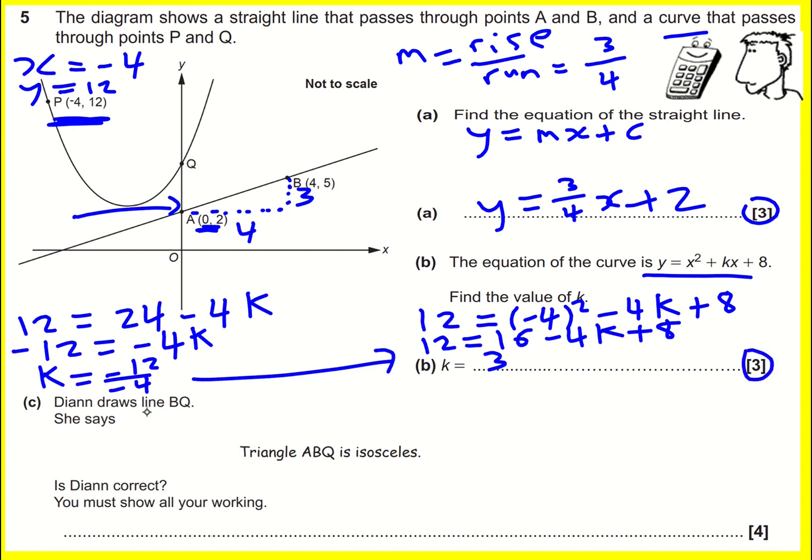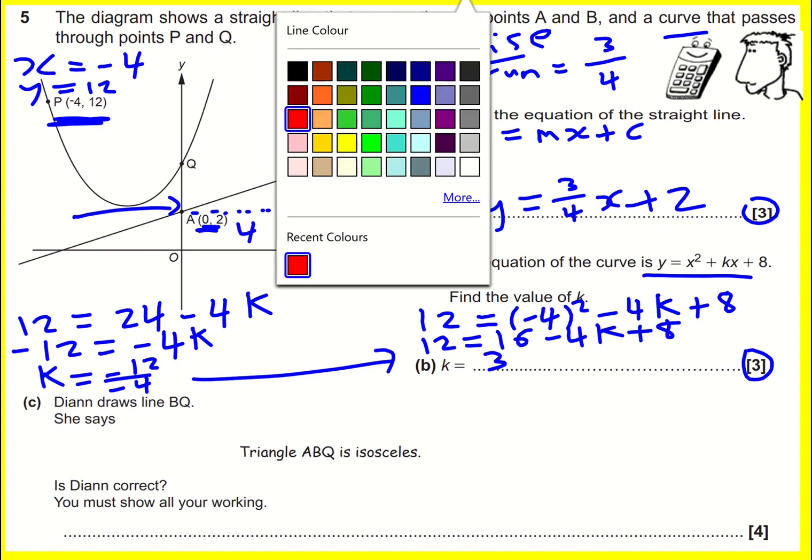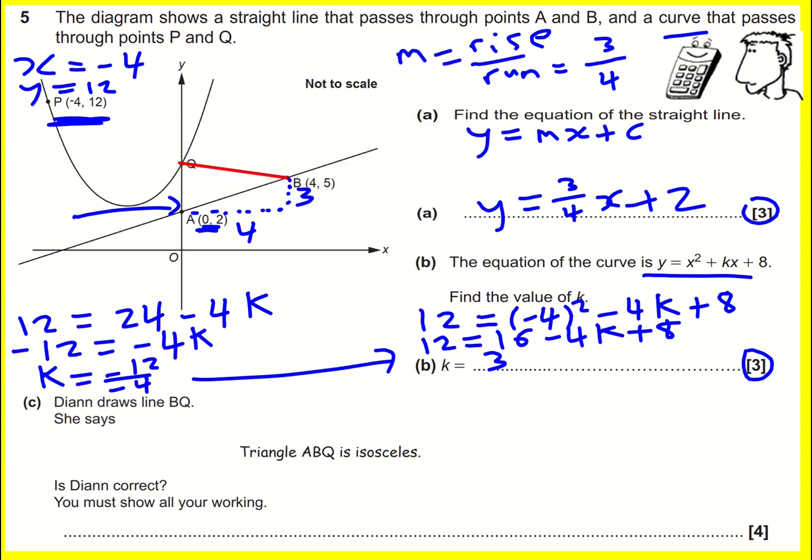Diane draws line BQ. Okay, let's do the same. She says triangle ABQ is isosceles. So let's also draw that, ABQ. Okay, how are we going to do this? Well, we need to show, I think there's a few ways.